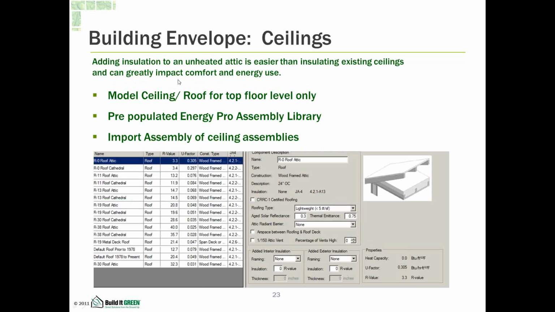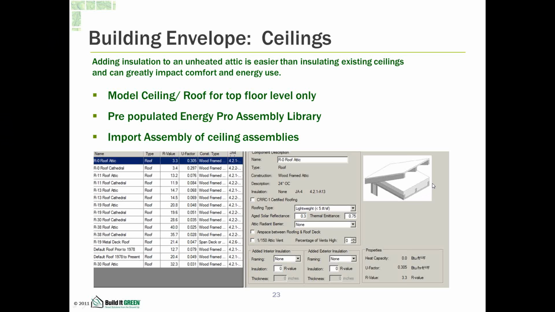So getting into the ceilings, very similar to the walls, very similar to the floors. You just right-click and add a roof into our rooms. And this should only be for the top floor only, unless you have different floor levels that have different areas with a roof, then you will model out that. But if it's a consistent high-rise, for example, you're going to just model the roof for the top level only. And again, use the pre-populated Energy Pro assembly. And if you don't see your assembly, you can always import it.